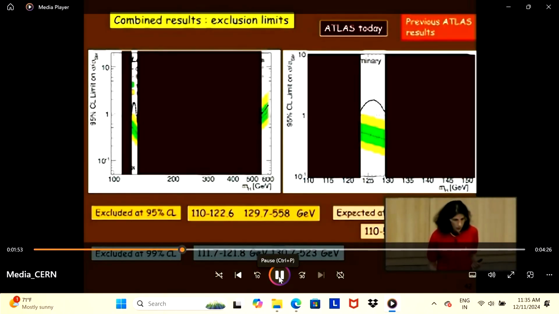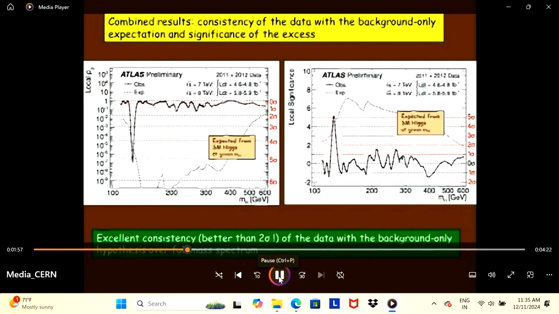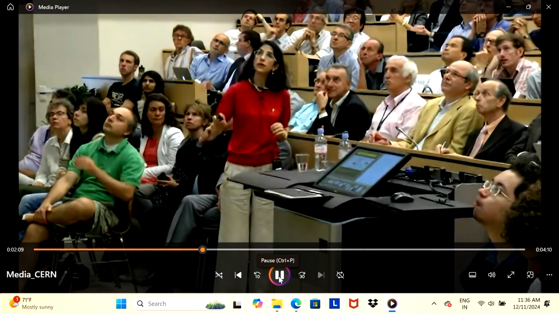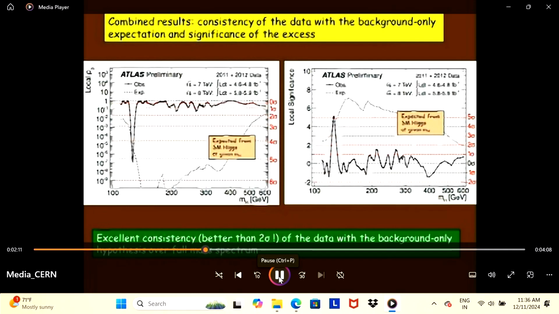So, quantification of the excess. This slide shows, again, the usual p-value as a function of mass, and also the significance now as a function of mass. This distribution is extremely clean, except one big spike in this region here. So, zooming in on this region.